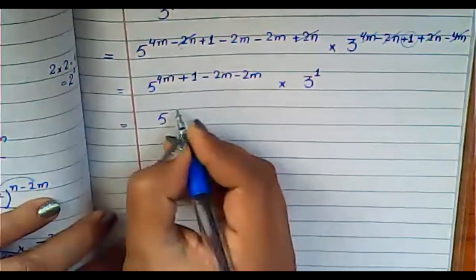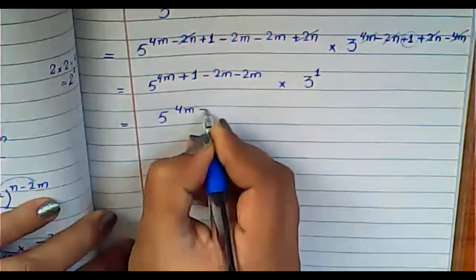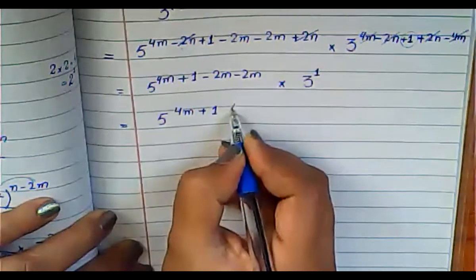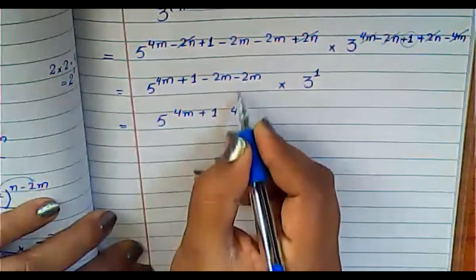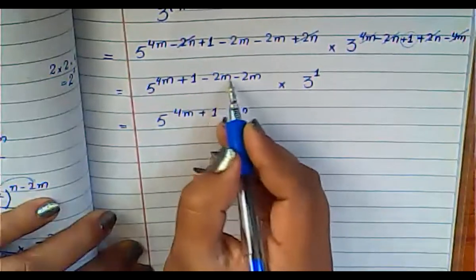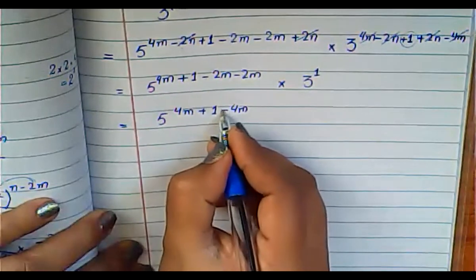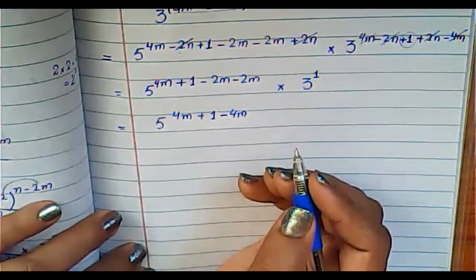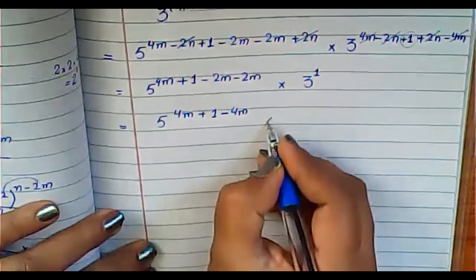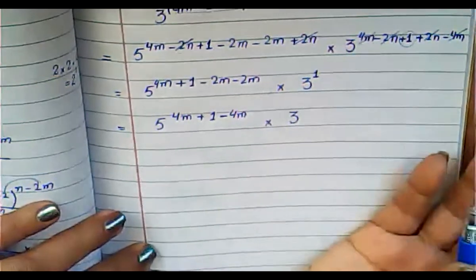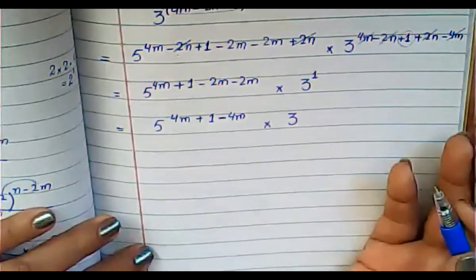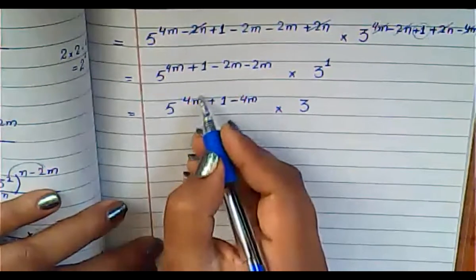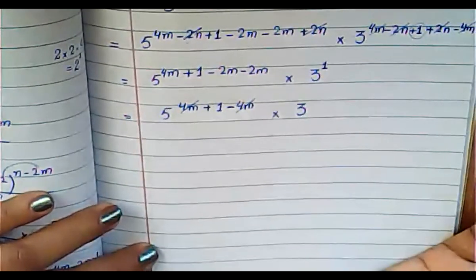So you will write here 5, 4m plus 1. Minus minus plus, so you will write here 4m. 2 plus 2, 4. But which sign will you write here? Minus sign. Understand? Now here you will simply write 3. Now, this is plus 4m, this is minus 4m. So plus 4m and minus 4m will be cancelled.